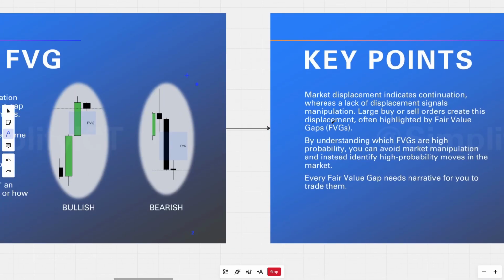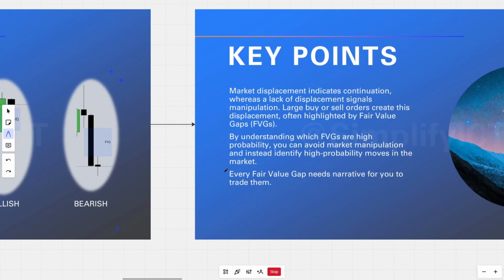Or if price is making a bearish fair value gap right here in the correct areas, it's telling us, okay, price wants to continue with the bearish trend. Every fair value gap needs narrative for you to trade them. This is a very important point.